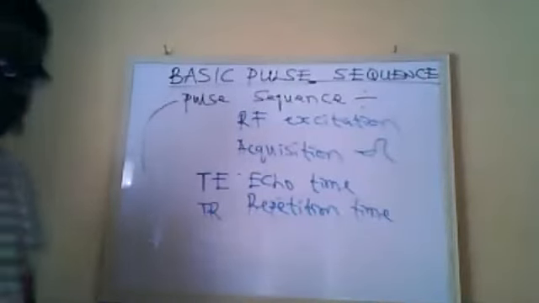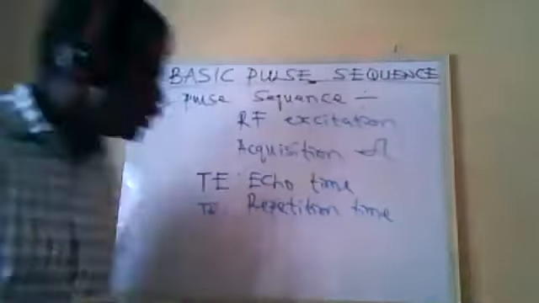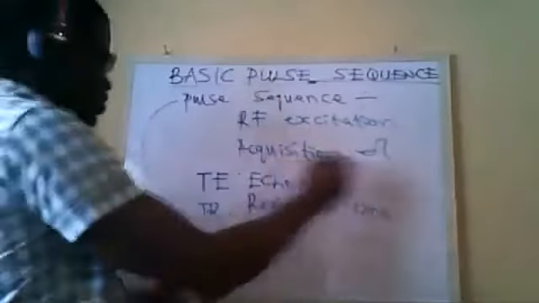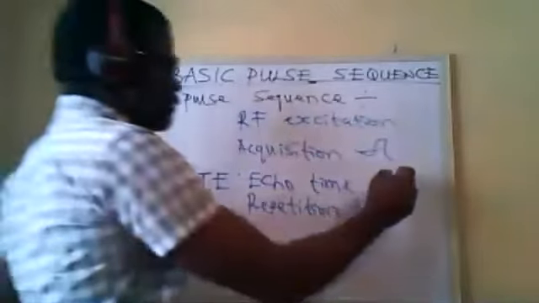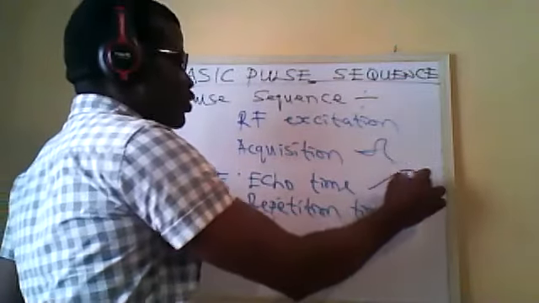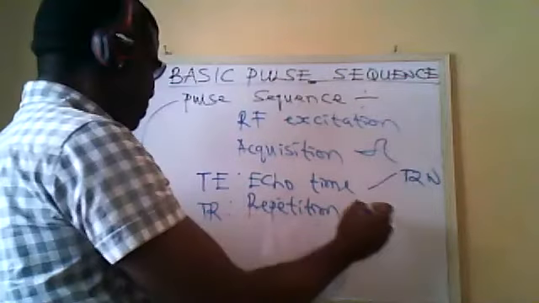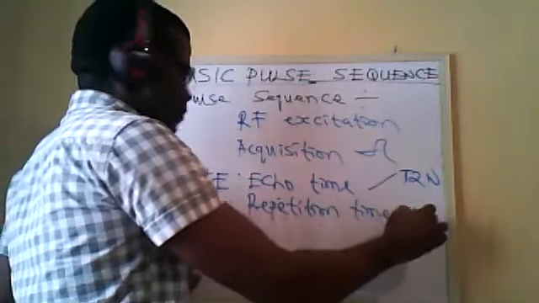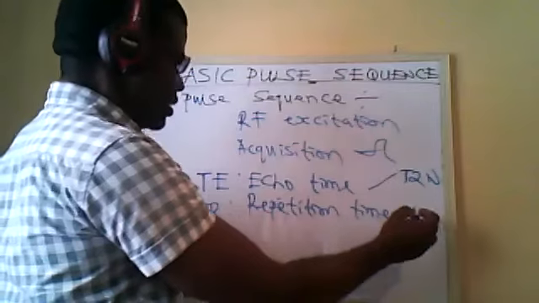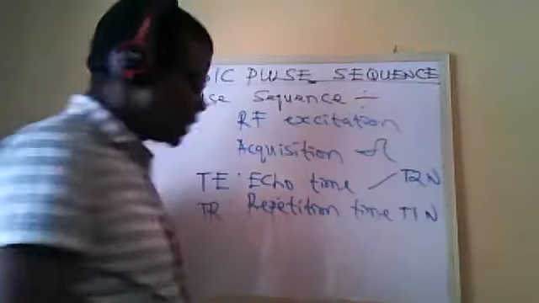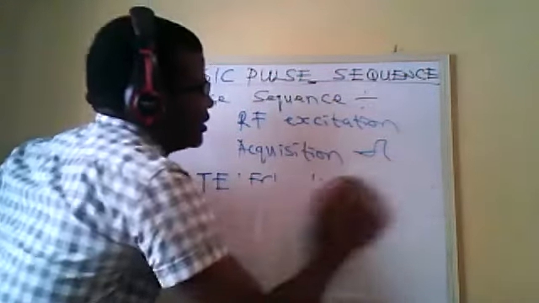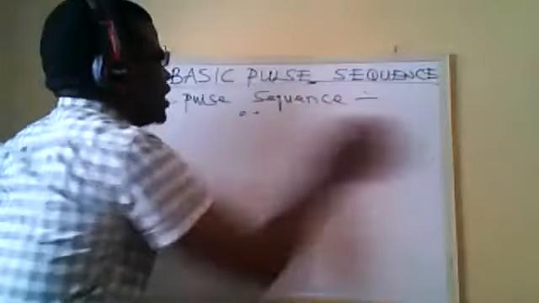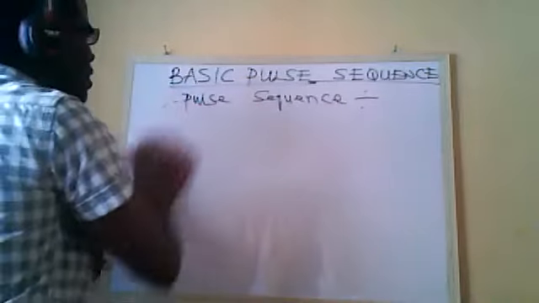And I believe we know that echo time TE greatly influences our T2 weighting, whereas the repetition time greatly influences our T1 weighted images. You might want to know why. So let's go to the main pulse sequence.